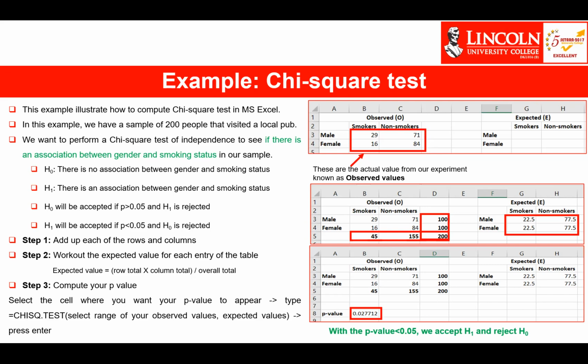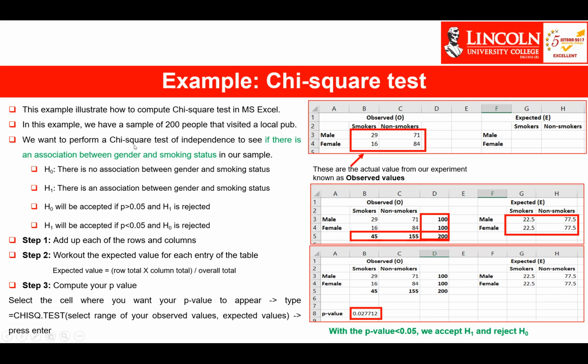But if our p-value is less than 0.05, then our null hypothesis will be rejected and our alternate hypothesis will be accepted. So that is the general scenario. That is how this actually works. Now, how do we compute this?